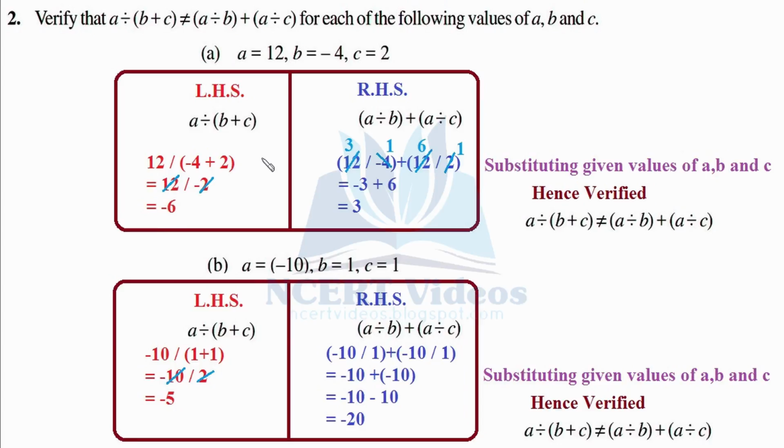Now the right hand side. Putting A as 12, B as minus 4, plus as it is, and within the bracket A divided by C, that is 12 by 2.